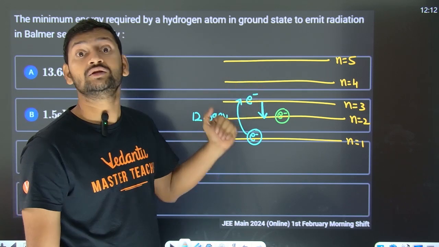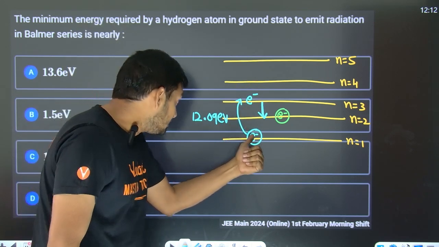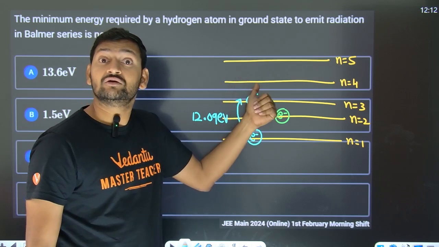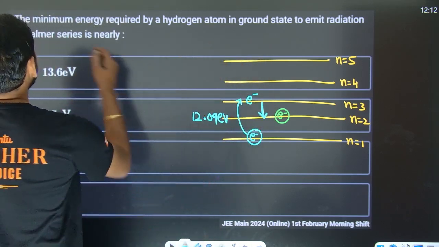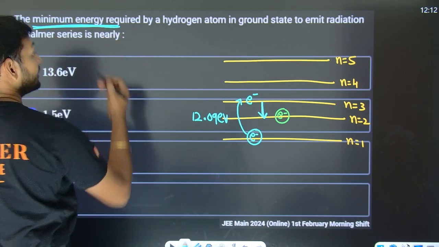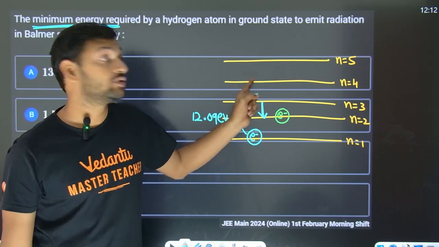At least it should go to third. So that means the least energy you have to give is to make it go to the third. Because to make it go to the fourth, you need to give more energy. But they are talking about minimum energy. That means the energy you supply to this should make it go to n is equal to 3.